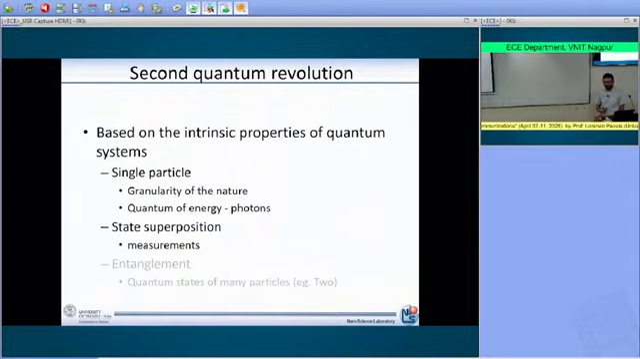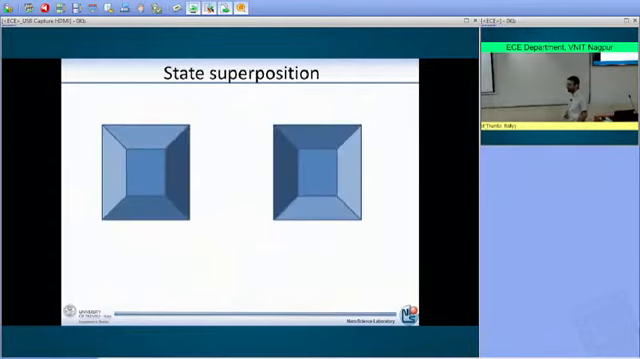State superposition is a concept that is intrinsic to quantum mechanics. Let us do an experiment. You see here we have two boxes. One box is observed, so one box is an open box, and we are observing the box from the top. The other box is observed from the bottom.